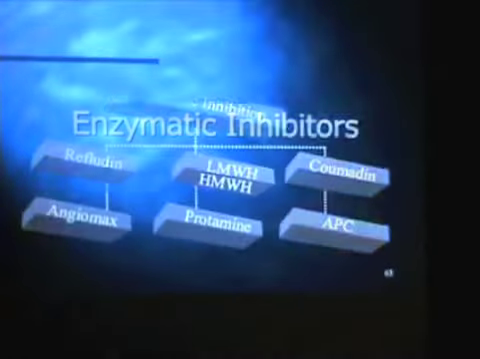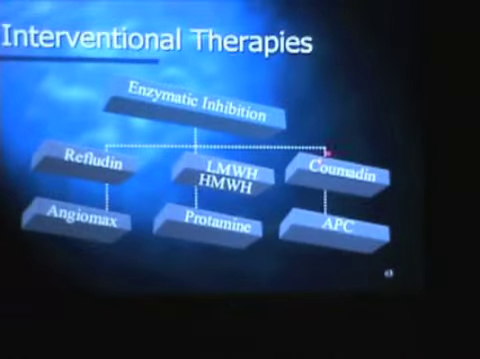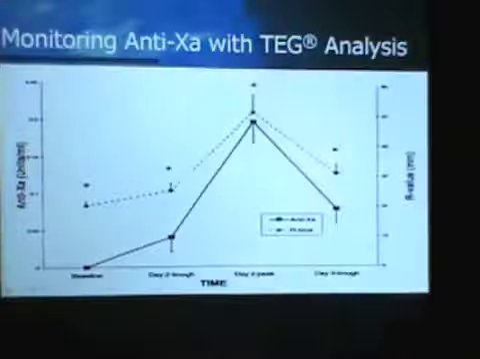We can bypass that. Enzymatic inhibitors. We see Refludan, Angiomax, all these drugs here. We see the heparins. Protamines shouldn't even be on here. We do see the Coumadins. We see activated protein C.